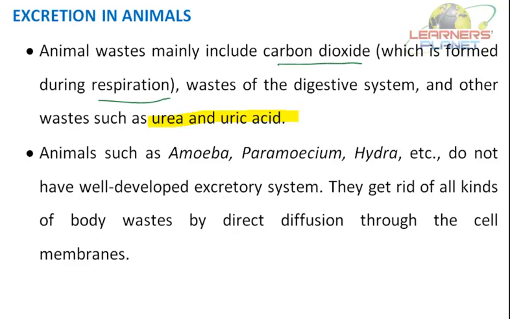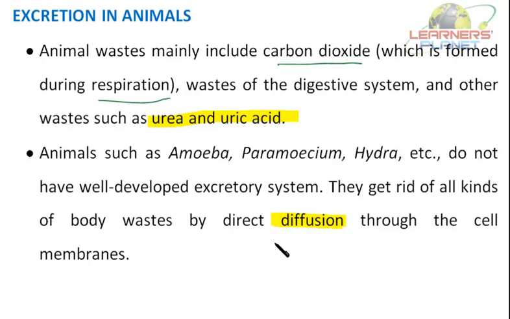You may wonder where these unwanted materials come from. Well, there are some animals such as amoeba, paramecium, hydra, etc. that do not have a well-developed excretory system. So, they get rid of all kinds of body wastes by direct diffusion. We discussed diffusion before. What is diffusion? Yes, the movement of molecules or gases from a region of higher concentration to a region of lower concentration is called diffusion.